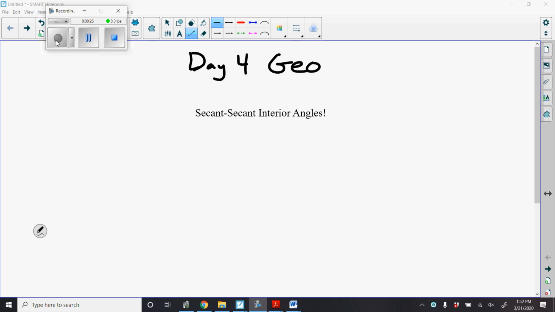Today we're going to be looking at what if two secant lines intersect inside of a circle? And a reminder, a secant line is a line that touches a circle how many times? Well, a secant line touches a circle twice. So we have two secant lines intersecting inside of a circle. We already have that with central angles, but now what if it's not at the center? So let's take a look at an example here.